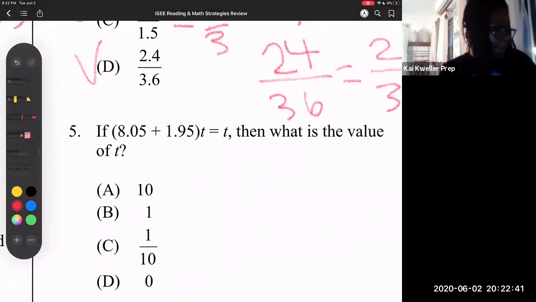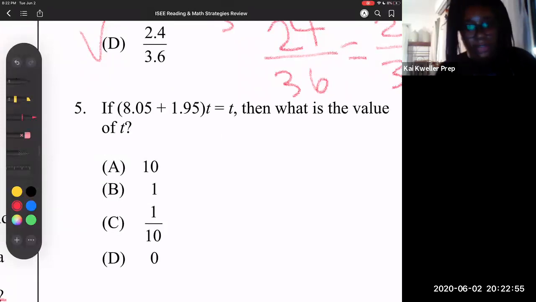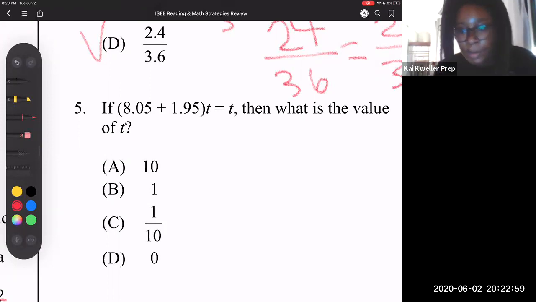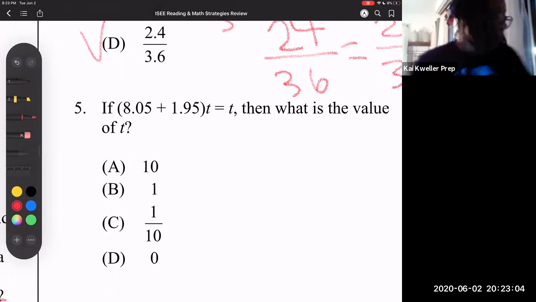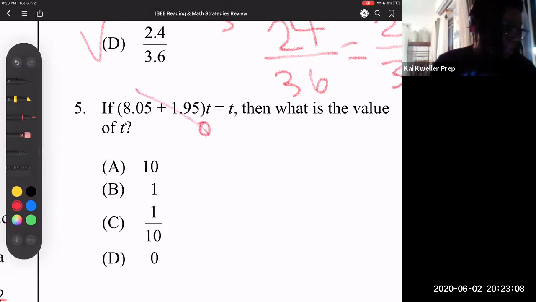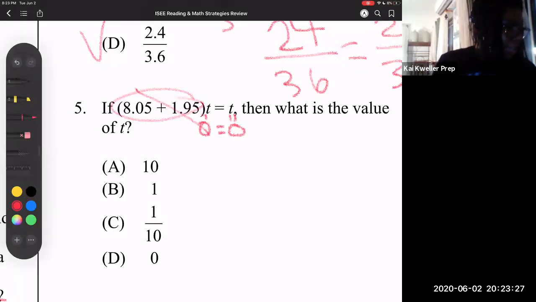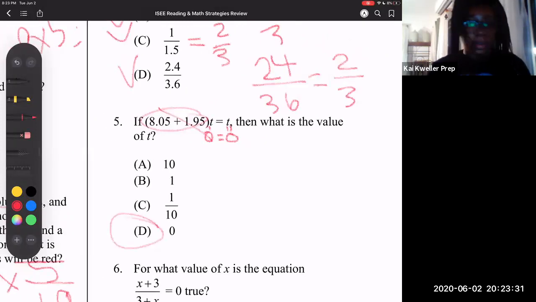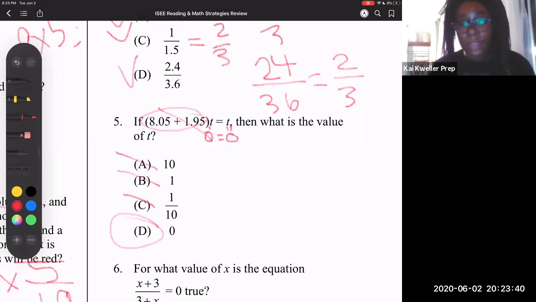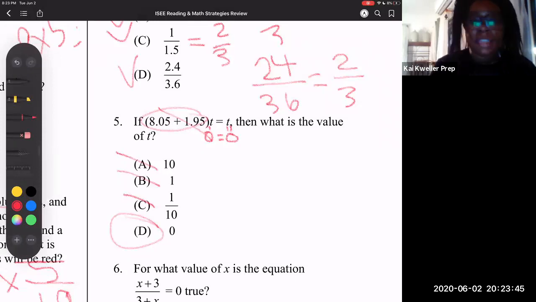Number 5, you have 8.05 plus 1.95, times t, equals t. Here's how we do this. You have to get them to equal each other. I always start with the easiest number, and the easiest number to start with is always 0, because it's the lowest number you can start with. When you multiply anything by 0, you get 0, so that cancels out. If you set t equal to 0, then 0 times this mess, which they want you to waste time by adding, you don't need to add together. 0 times that gives you 0, and 0 equals 0. Therefore, t must be 0. So these can't be right. My tip: start with the easiest number to plug things in. If you don't know where to start, plugging in is the best way to go.